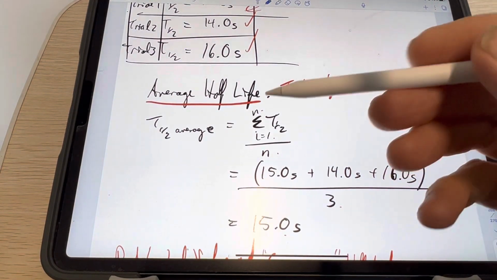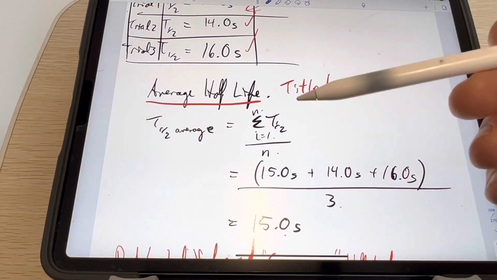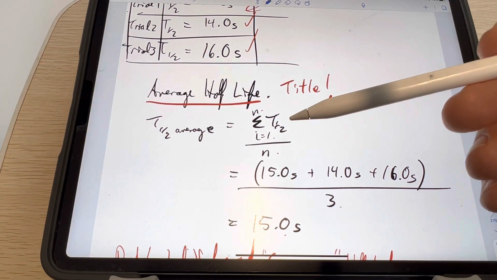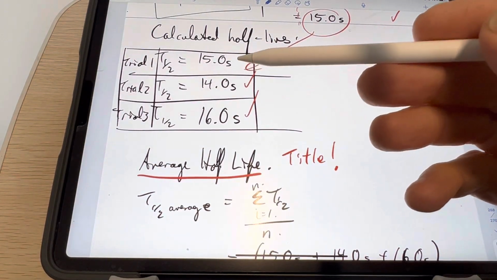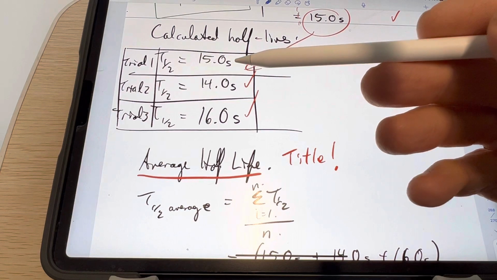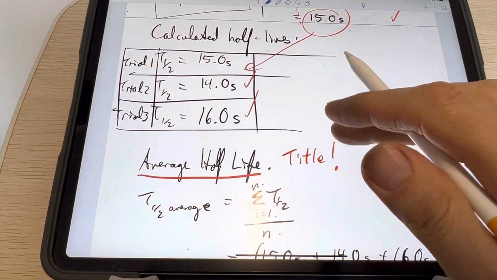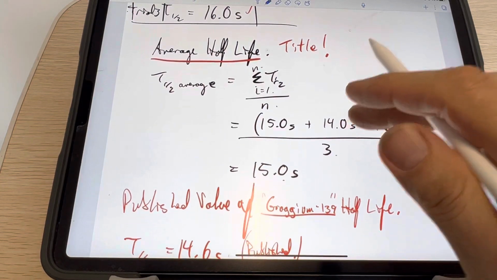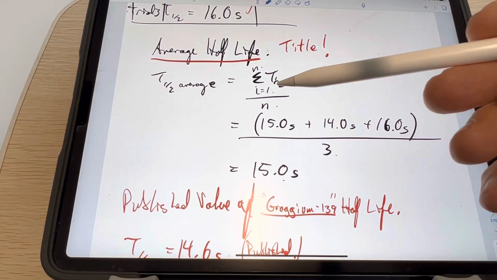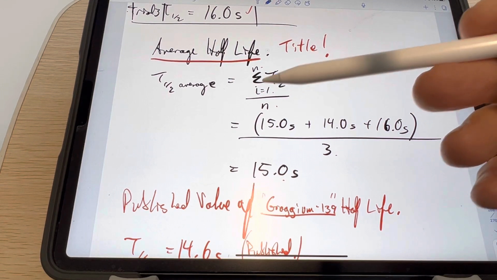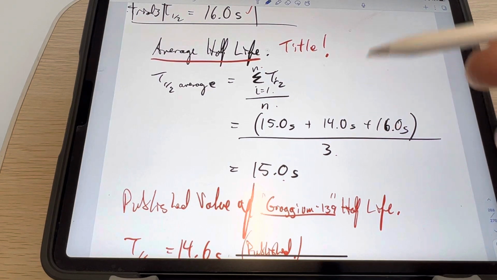The average half-life calculation, that's a titled calculation. You're going to show the average. You're going to have to calculate the average half-life. Here it's simple. I've chosen nice numbers: 15, 14, and 16. You can see with your eye that the average is going to be 15, but in your lab, you need to show me the average value formula, which is the sum of all the half-life values divided by the number of them. And there it is right there.